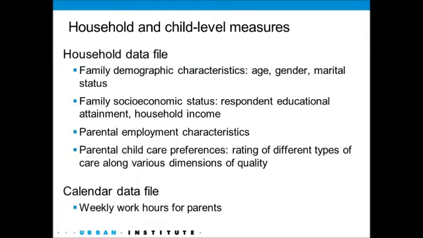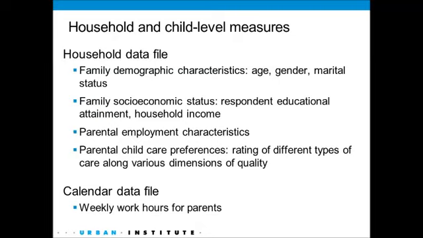Like I said, the household data file was our main data source. There's a wealth of information in there, so we were able to pull in family demographic characteristics, measures of socioeconomic status, parental employment characteristics, and also parents' child care preferences, how they rated different types of child care along various dimensions. Then we wanted to look at parents' weekly work hours, both to look at potential subsidy eligibility and also just to get a sense of how parents' work hours correlated with use of non-parental or center-based care. To do that, we pulled in data from the calendar file that has measures of parent schedules or household member schedules in 15-minute increments.